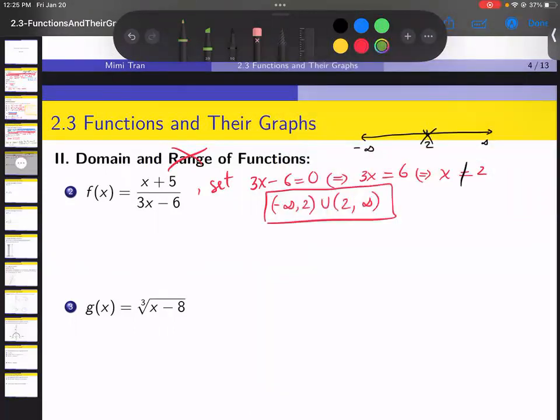Remark. Domain of rational function. Well, you want to say fraction, that's fine. Rational function is where the denominator is not equal to 0.